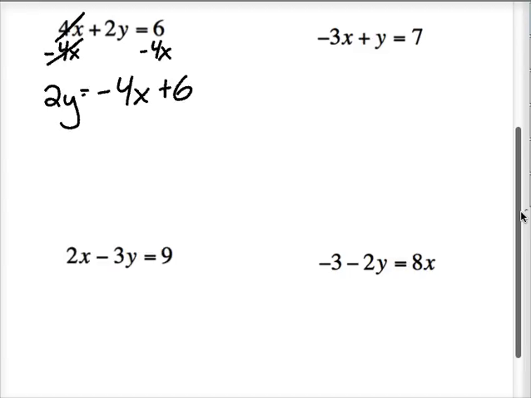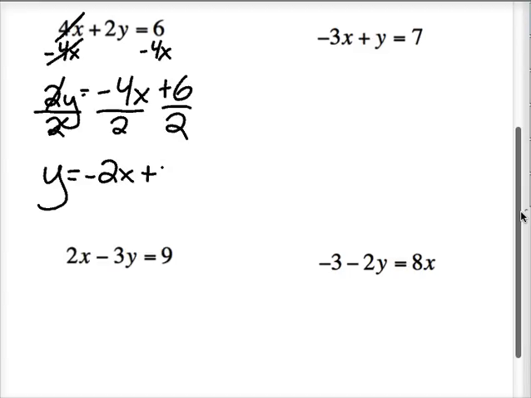All right. And then you want to divide by anything with the y. So I'm going to divide by 2 because now I'll have y by itself. Negative 4x divided by 2 gives us a negative 2x. 6 divided by 2 gives us a 3. And there is our slope-intercept form.